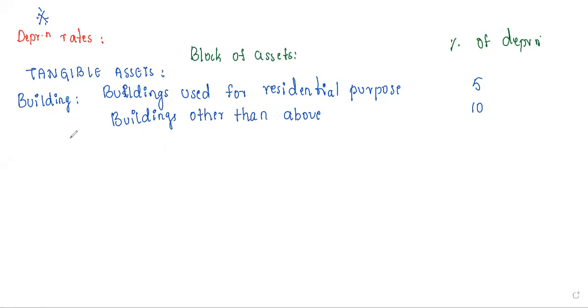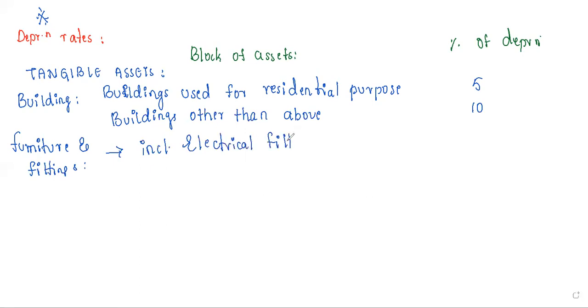And next you have furniture and fittings. Coming on to our furniture and fittings, here it will be including electrical fittings. Anything related to electrical fittings, that especially comes with the furniture. Then again, the allowable depreciation rate over here is 10%. So 10% here we are going to allow as a depreciation.